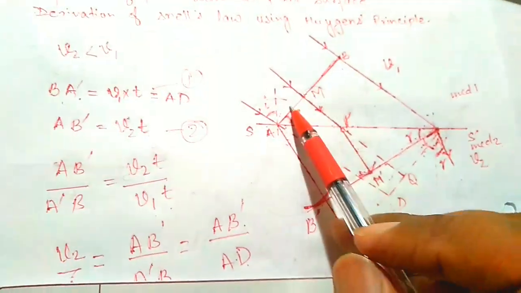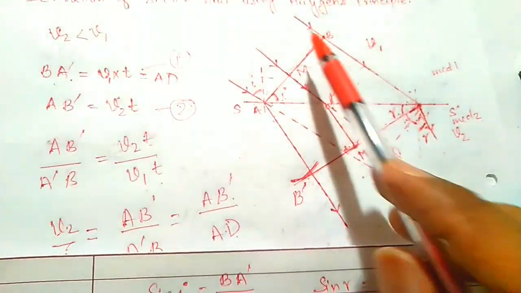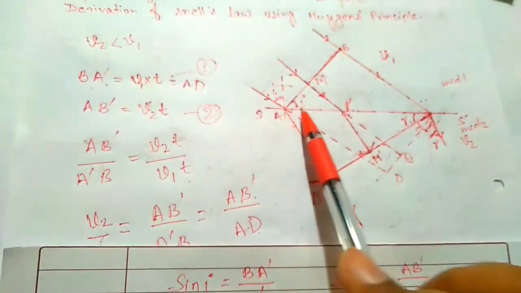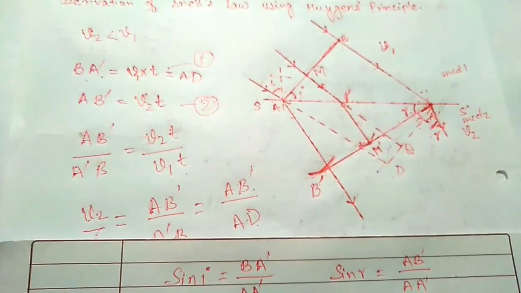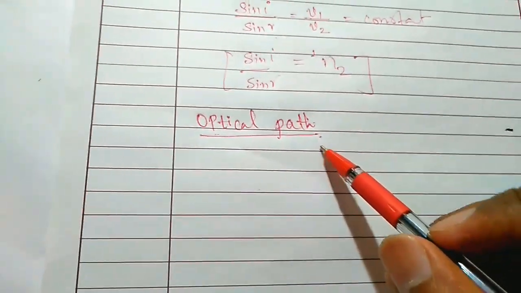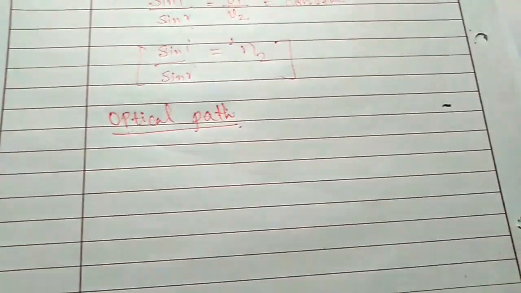And second thing also: incident wavefront, refracted wavefront, normal, or you can say incident ray, refracted ray and normal all lie in the page. Everything is in the page. So this proves the law of refraction also. Our next topic is optical path. First of all, let's see the diagram.